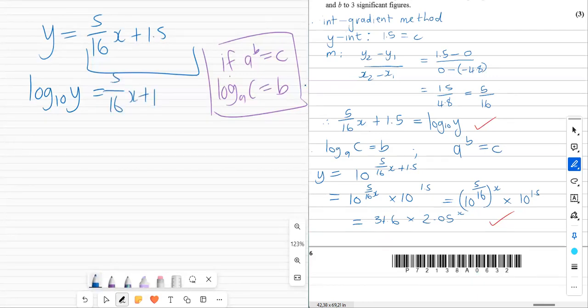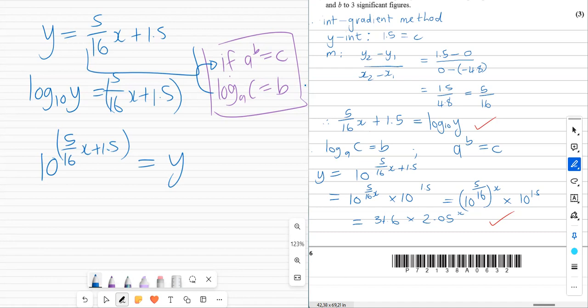So we have 5 over 16 x plus 1.5, sorry. This whole thing is in a bracket currently, and we just want to rearrange our a, b, and c. So we're reversing this. Our a is 10, the base 10, and everything inside that bracket is our b. I keep it in a bracket when I teach. You don't have to write that, it's just for teaching purposes, it makes it more clear.